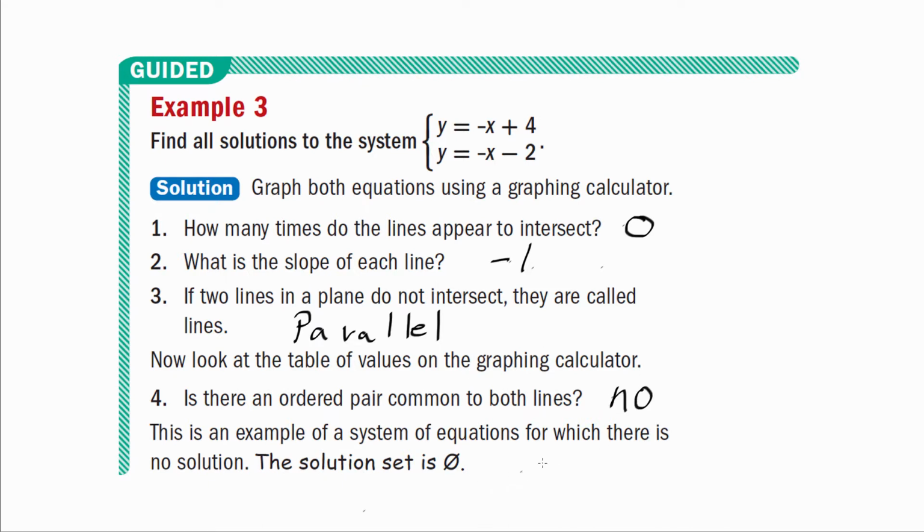This is an example of a system of equations for which there is no solution. The solution set is the null symbol. We can use the null symbol. We can use the set brackets with nothing in it. We don't put a null symbol in that. This means null, the set brackets with nothing in it. The null symbol means a null set. A null set is weird, so don't do it.